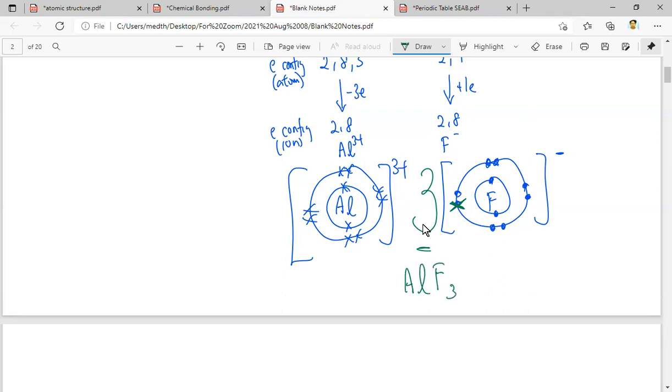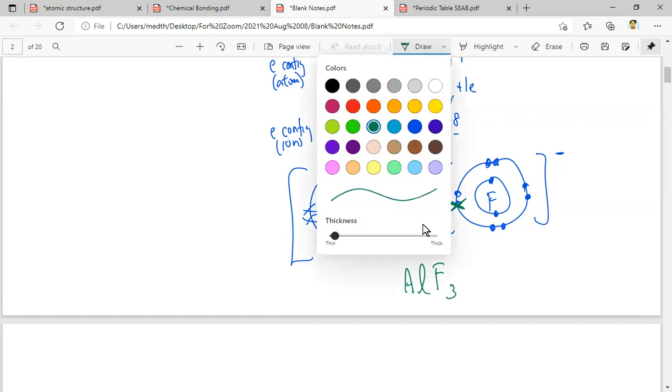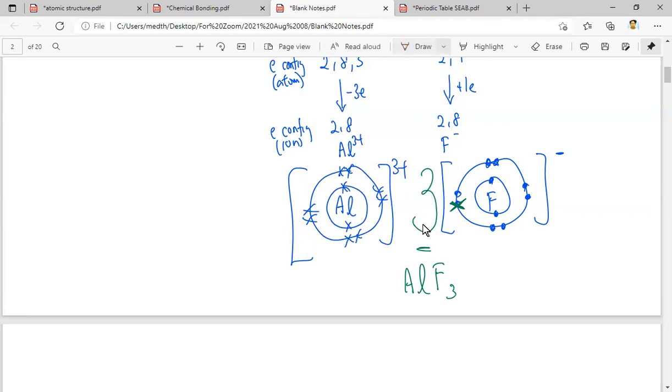So my final formula is AlF3. This 3 actually goes over here. Okay, so I'm going to underline it. This 3 actually went over here. This is the chemical formula AlF3, because 1 aluminium reacts with 3 fluorine. Okay, this is the dot and cross diagram. This is the chemical formula.